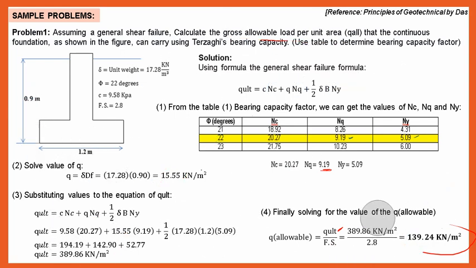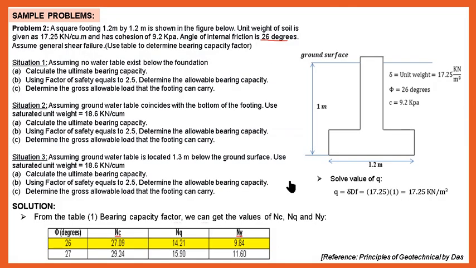So, let's have problem number 2. We have here sample problem number 2. We have a square footing, 1.2 by 1.2. This is our given figure. The unit weight of soil is given as 17.25 and has a cohesion of 9.2. The angle of internal friction is 26 degrees. And we have to assume that our failure is a general shear failure, the failure of our soil.